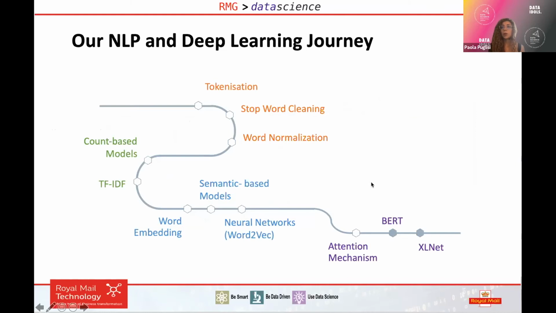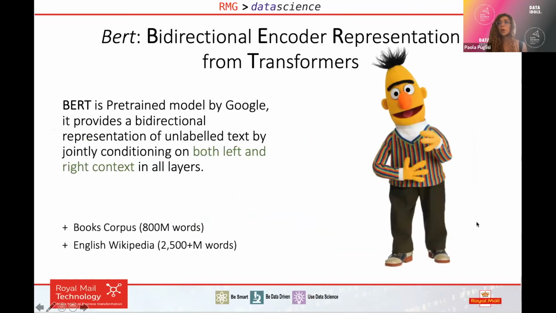So let's see now two of the most famous models using the attention mechanism, Bert and XLNet. One of the most recent and successful adaptations of attention is Bert, a pre-trained model by Google, which provides us a bidirectional representation of text by jointly accounting for the left and right context of tokens. It has been trained using text from a book corpus, resulting in 800 million words, and English Wikipedia pages, resulting in more than 2,500 million words.